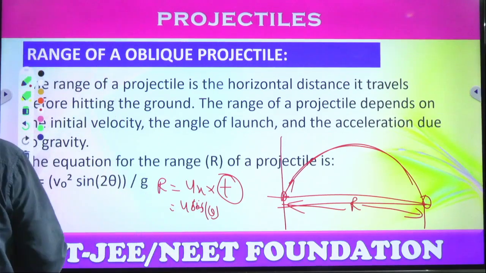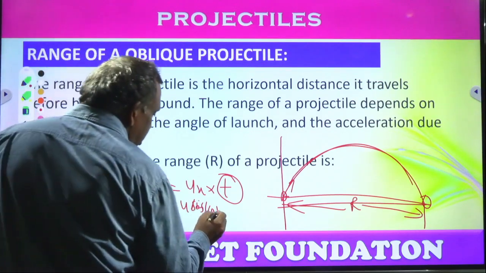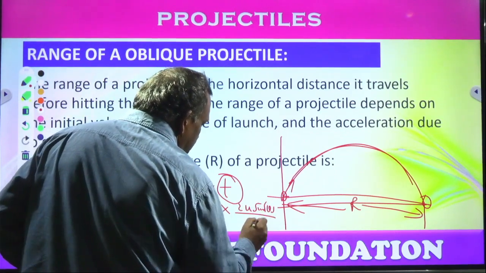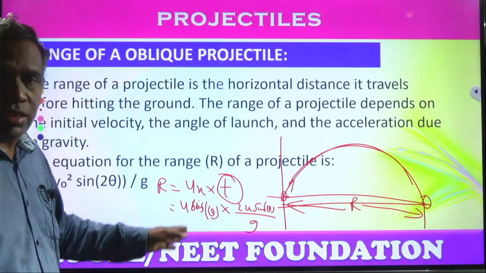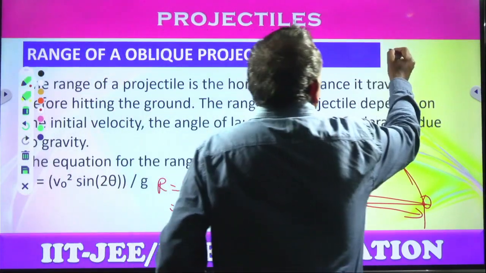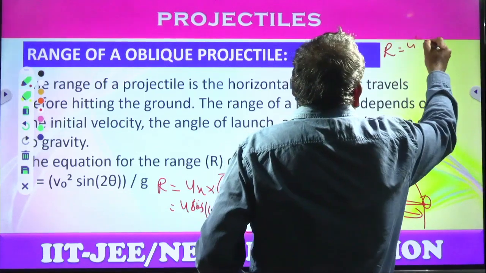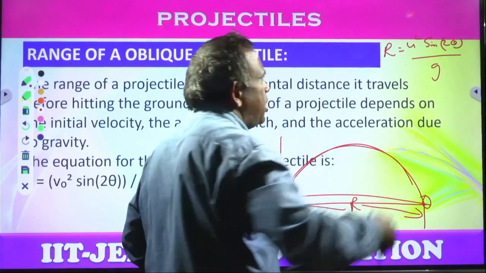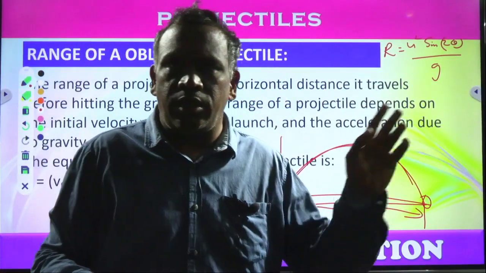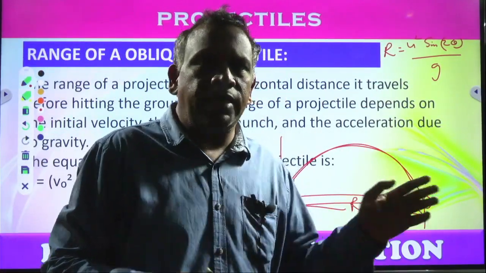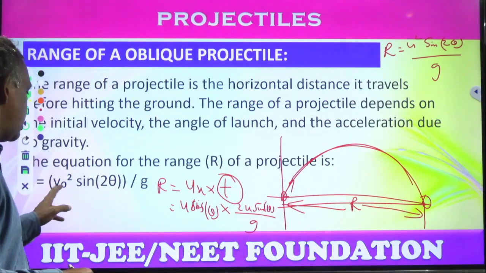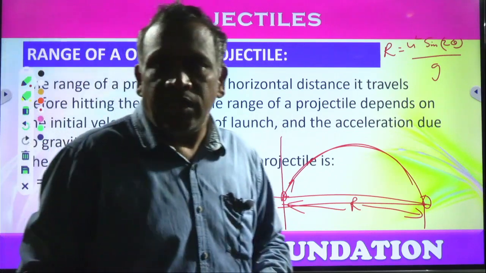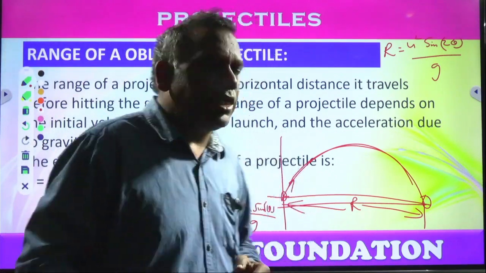So you can take it as u cos theta into 2u sin theta by g. If you simplify this, the range becomes u square, 2 sin theta cos theta. 2 sin theta cos theta is nothing but sin 2 theta, so u square sin 2 theta by g. This is the range formula. The unit of range is meters, that is v naught square sin 2 theta by g. You can derive it like this. This is the simple way of deriving the horizontal range.